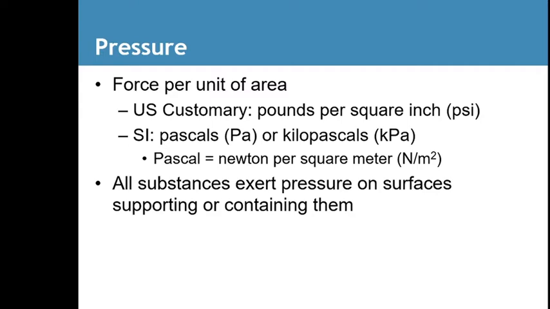Pressure is force per unit of area. U.S. customary units are pounds per square inch, or there's the Pascal scale, the SI scale. They're different. We're not going to actually use these other scales in refrigeration, except for one little mention later on. We're going to use U.S. customary units. All substances exert pressure on a surface supporting or containing them, for example, the pipes, or copper tubing, or aluminum tubing in an air conditioning system.